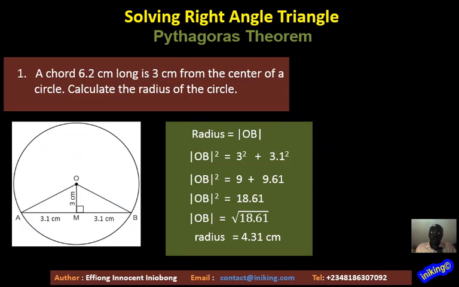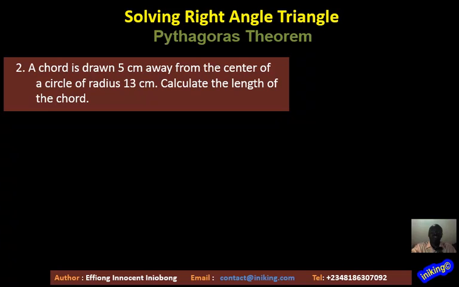So that's it there. OB square is equal to 3 square plus 3.1 square, and that's 9 plus 9.61. And you play that down, take the square root of 18.61, we have that the radius of the circle is 4.31. That was very easy. I'm very sure it couldn't be easier than that.